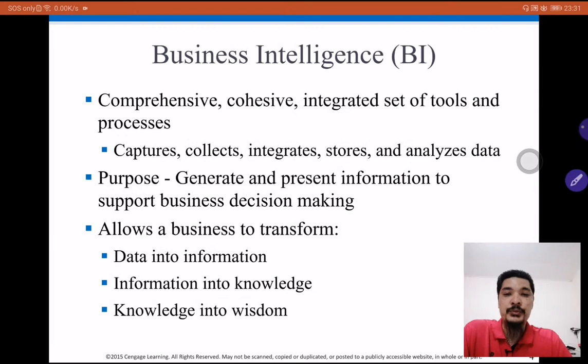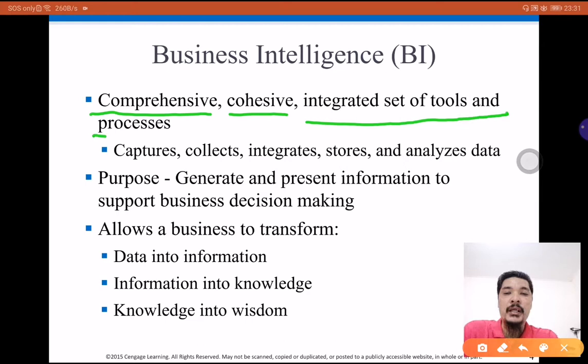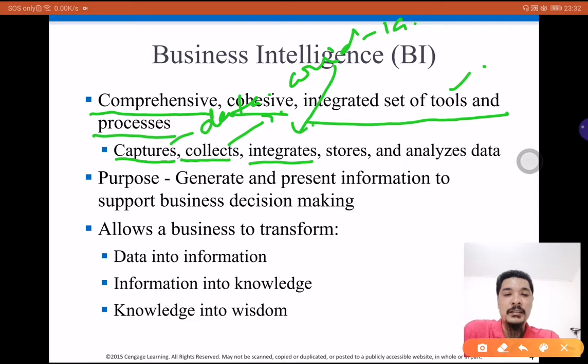What is business intelligence? Number one, business intelligence is a comprehensive, cohesive, integrated set of tools and processes. Meaning, first there must be tools, like software, to capture, first of all, the data, then collect the data, integrate the data. In the current situation, we capture all the data about COVID-19, then collect and integrate the data, maybe state by state, district by district and so on. Then store the data, and at the end of the day, we analyze the data.